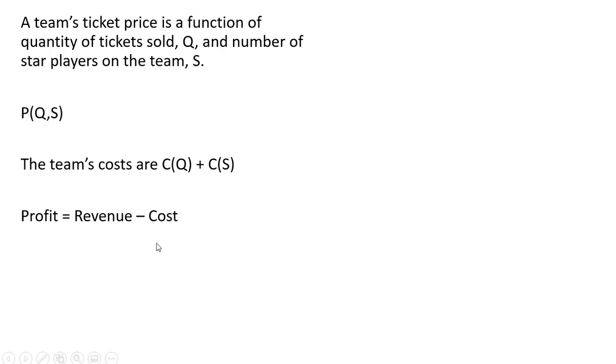Profit is revenue minus cost. So price times quantity is revenue. So here's price multiplied by Q to give us the revenue. And then we're going to just subtract out the firm's cost, the team's cost.